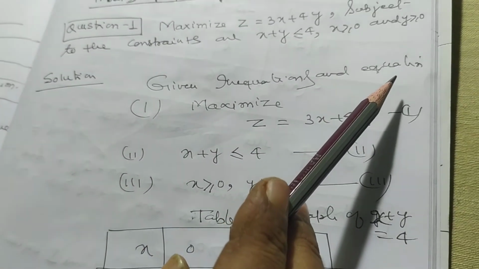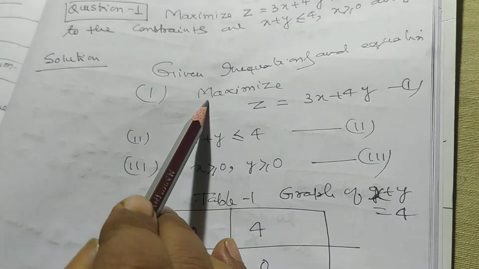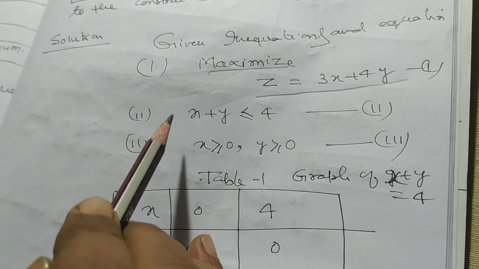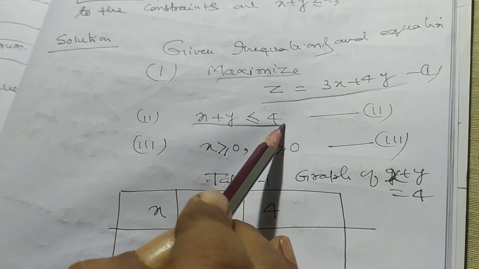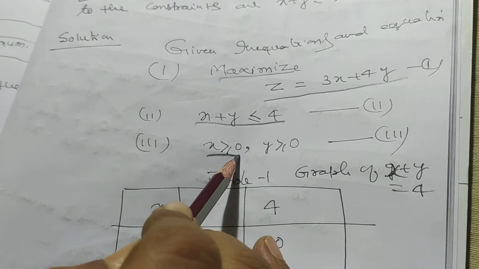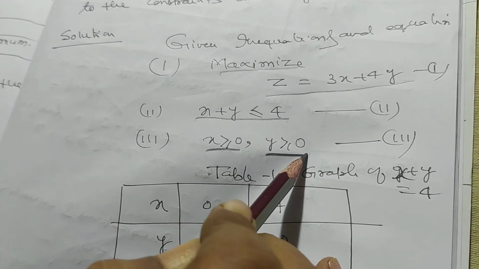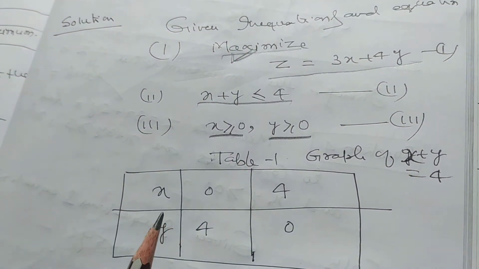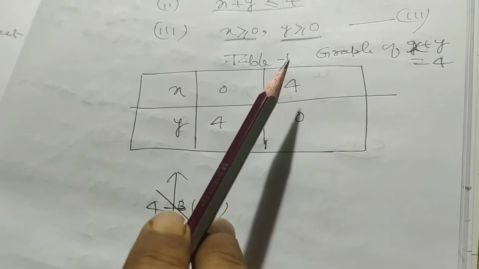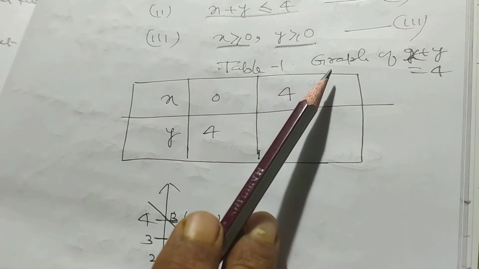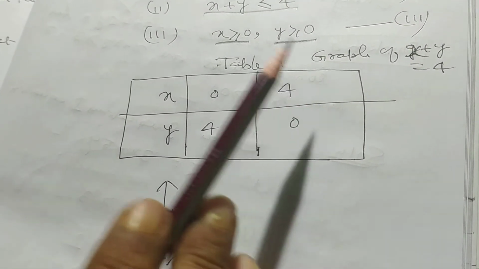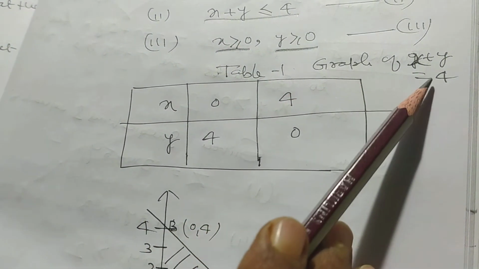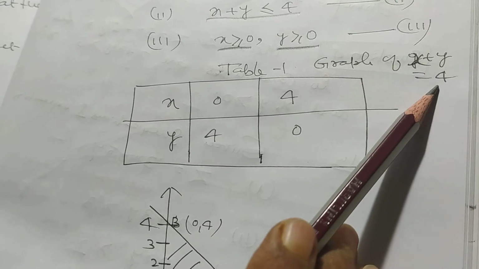Inequations and equation. First, maximize z is equal to 3x plus 4y. Now, x plus y less than or equal to 4, x greater than or equal to 0, y greater than 0. We have to maximize z here. Z is the objective function. Now I want to make a table to draw the graph of equation number 2, the graph of x plus y is equal to 4.